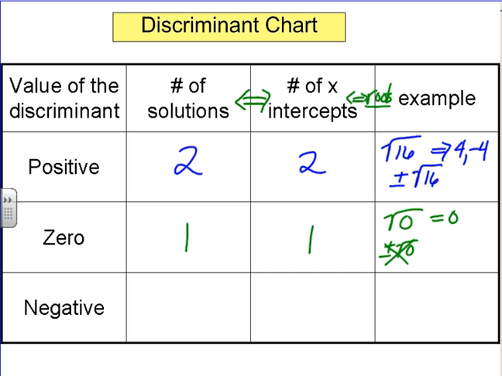Now, what do these things look like? Well, if I was to draw a quick little picture here of a coordinate plane, we would get two solutions. This would show how to. When we're looking at one solution, it's going to be sitting right on the axis, just giving us one solution only. Now let's talk about negative numbers.